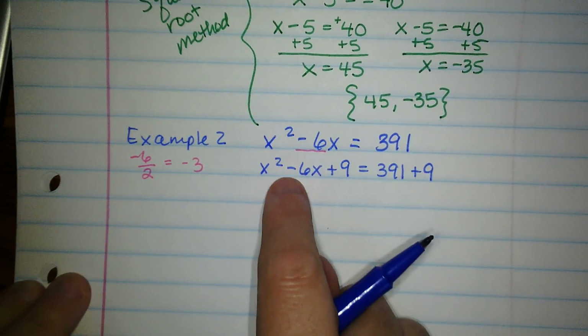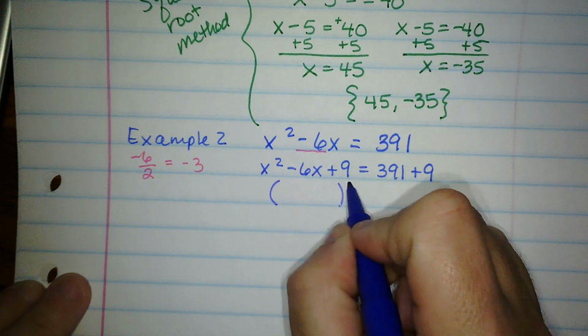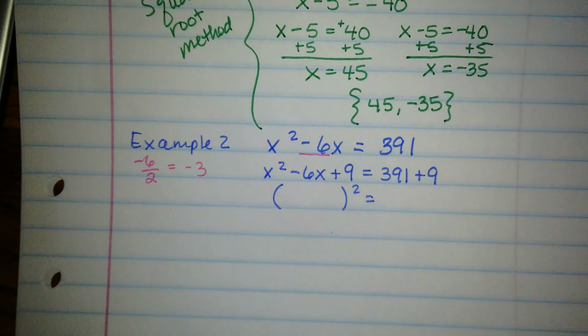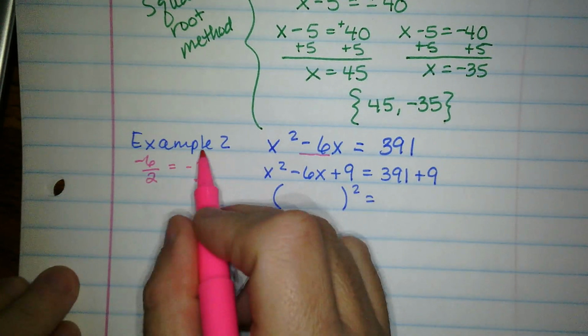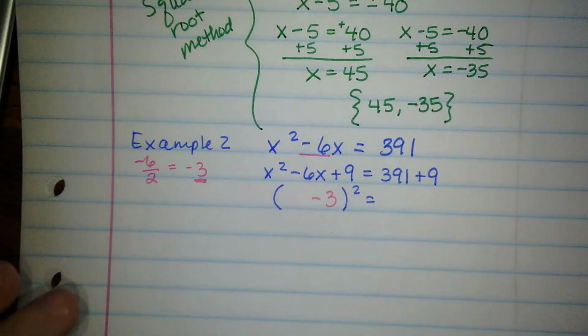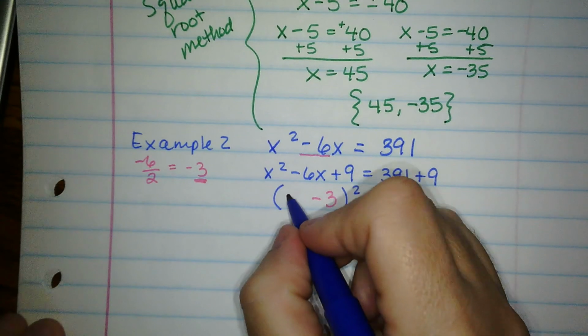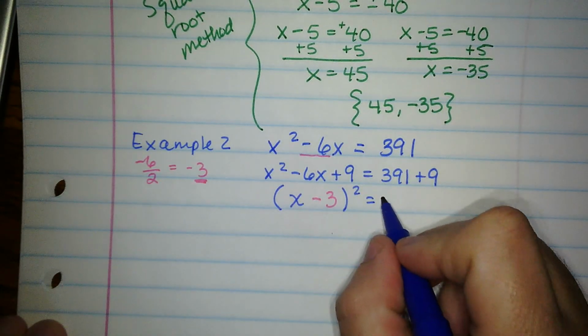Now it's time for me to complete the square. I'm going to rewrite this as a factor. Do you remember what to do? This is like our little shortcut. Whatever you took half of, or whatever value you got for half, that's going to go here. That's that part. Will that always happen? Yes. And 391 plus 9 is 400.